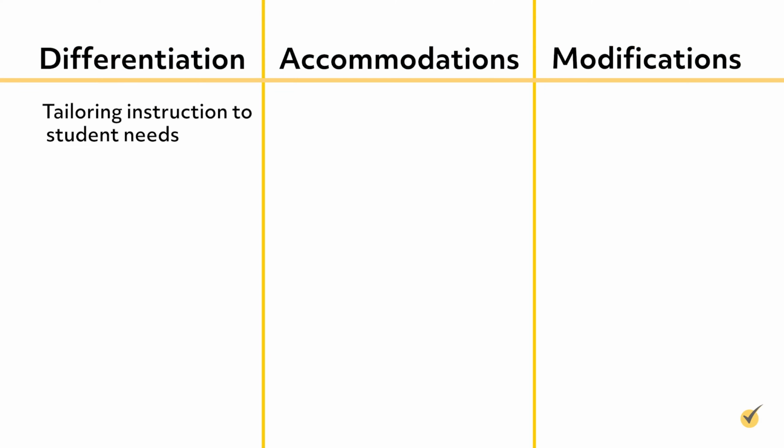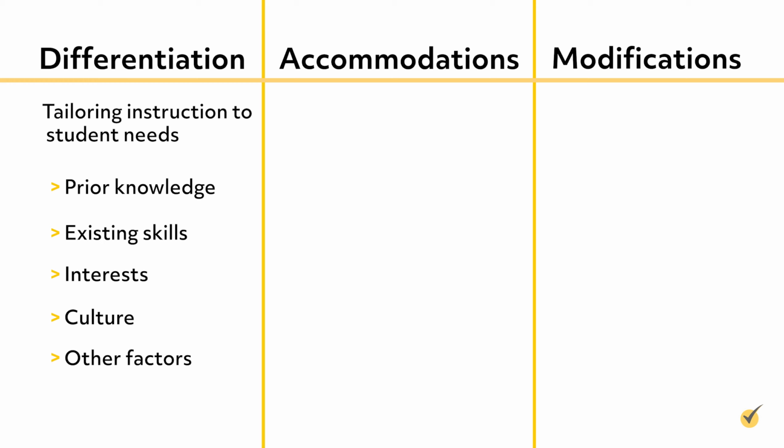Differentiation refers to tailoring instruction to students' needs. Teachers take students' prior knowledge, existing skills, interests, cultures, and other factors into account when considering how to differentiate instruction for all students within a classroom. For example, if teachers overhear students displaying interest in current events, they may incorporate newspaper articles about the events in language arts lessons. Students' interest in these topics may lead to greater engagement with the texts.